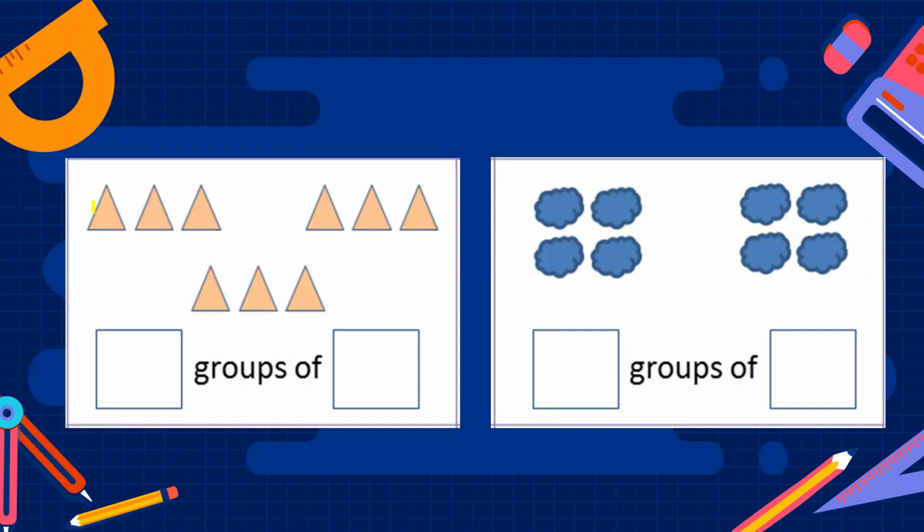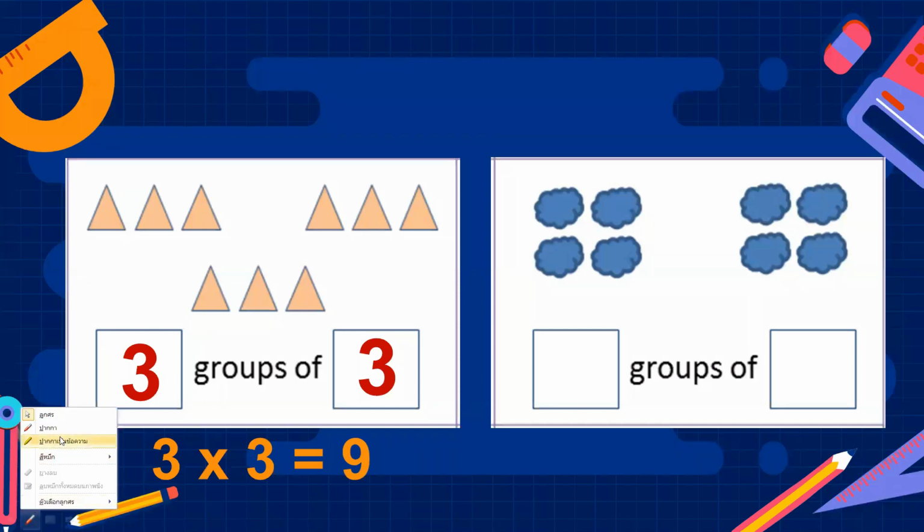So we have 1, 2, and 3. So we have 3 groups of, now how many triangles in each group? 1, 2, 3. 1, 2, 3. 1, 2, 3. So we have 3 groups of 3. Or we can say 3 times 3 equals 9. Okay? Okay, now let's proceed.